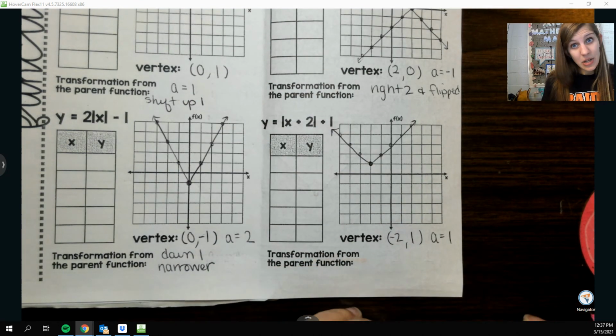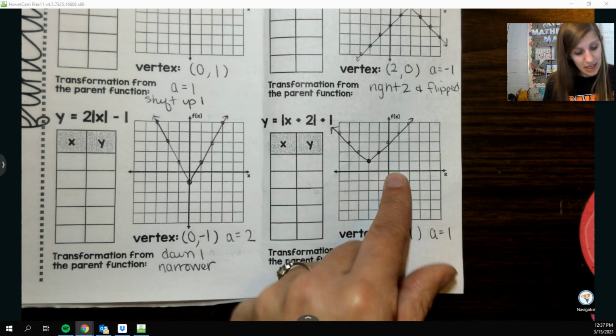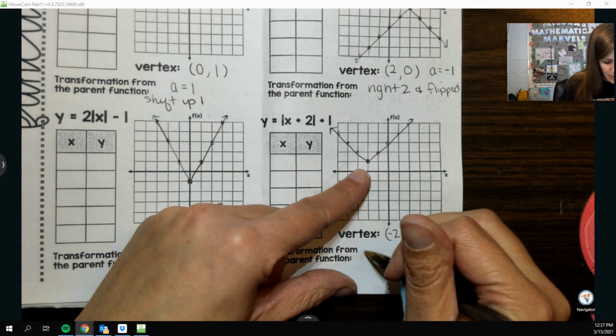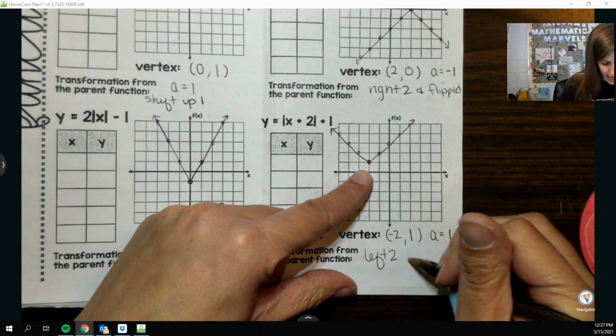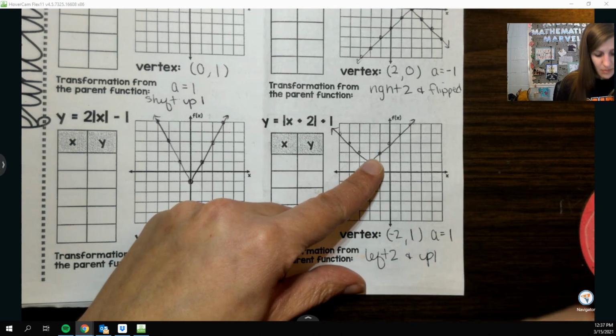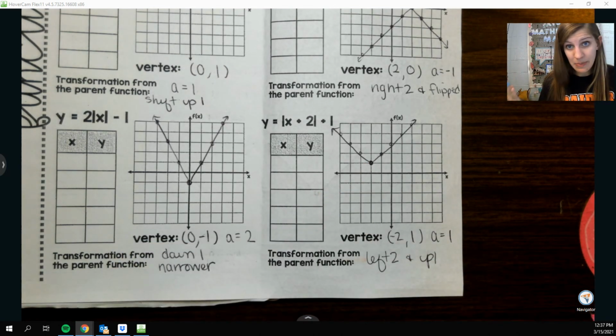So when I compare that to the OG, the parent function, which normally starts at 0, 0, this guy went left 2 and up 1, but it is traveling at the same speed every time because a parent function travels at a slope of 1, so it's not any narrower or wider or anything like that.